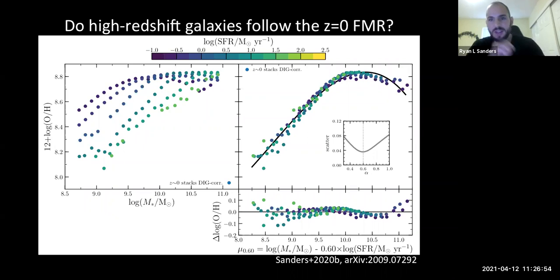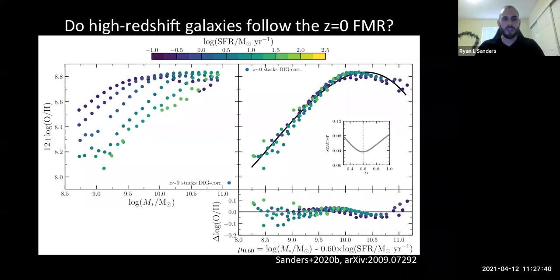So what I'm showing here is essentially the FMR in a few different ways. On the left-hand panel, you can see here metallicity versus stellar mass, color-coded by star formation rate. Again, you can see at fixed mass, higher star formation rate means lower metallicity. On the right, this is a different projection of the same relationship where the x-axis variable is now a linear combination between star formation rate and mass. The coefficient for star formation rate is chosen to minimize the scatter in this relationship. So you can see it becomes essentially a one-dimensional relationship in this projection. And then in the bottom, I'm just showing the metallicity residuals with respect to a best fit. So you can see the residuals are very small, much less than 0.1 dex.